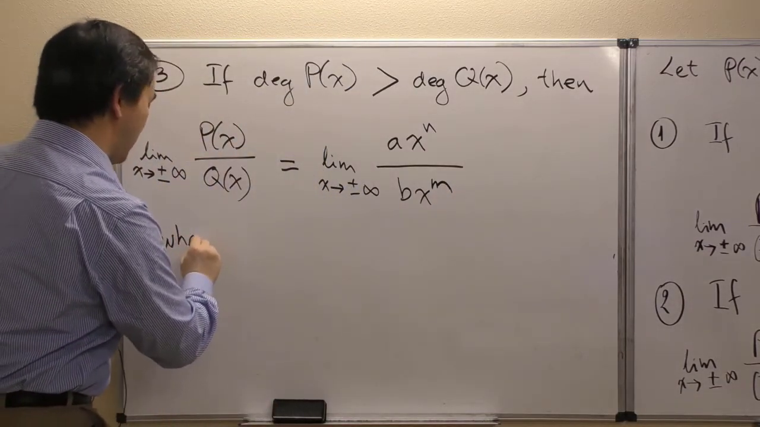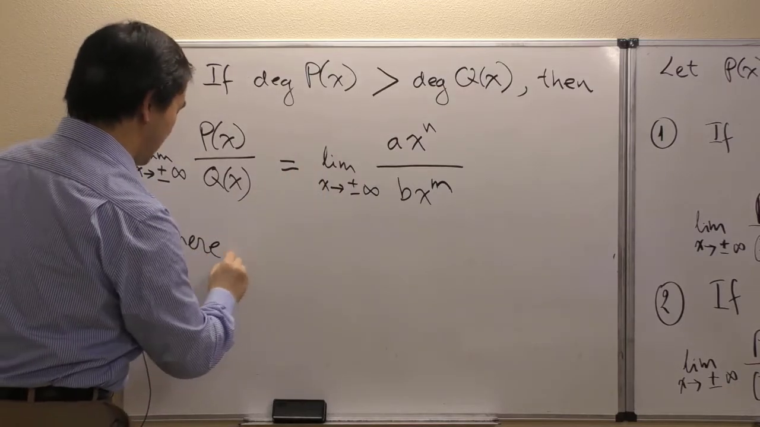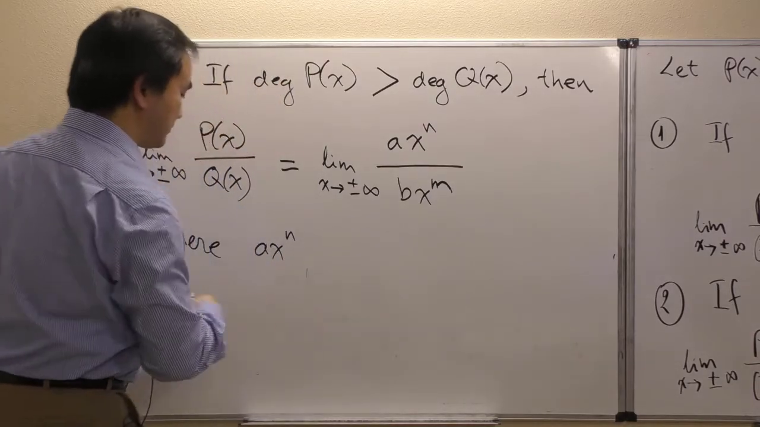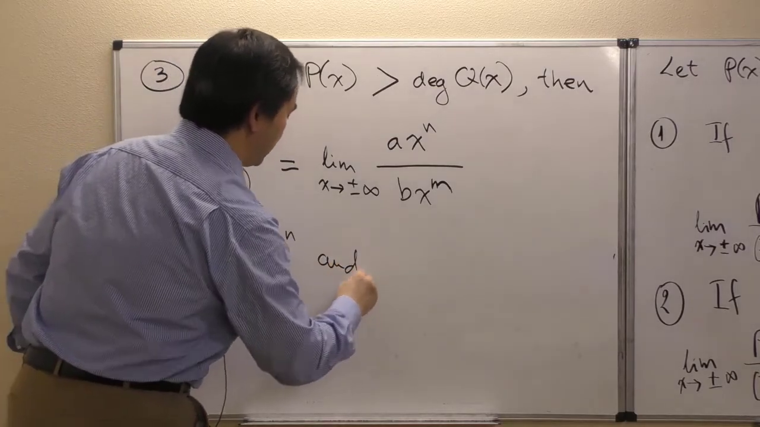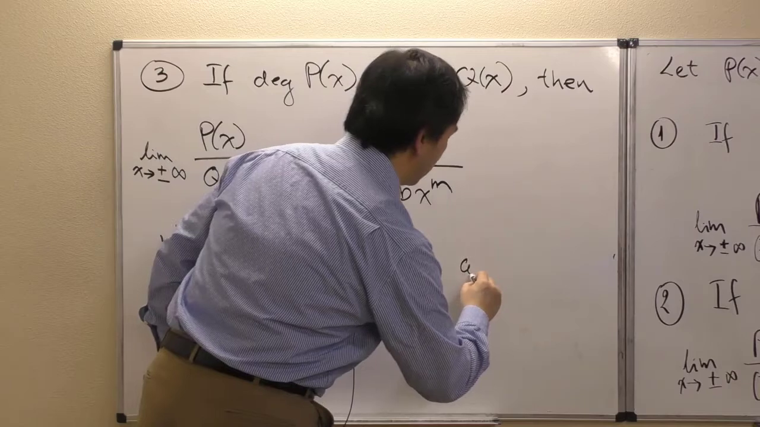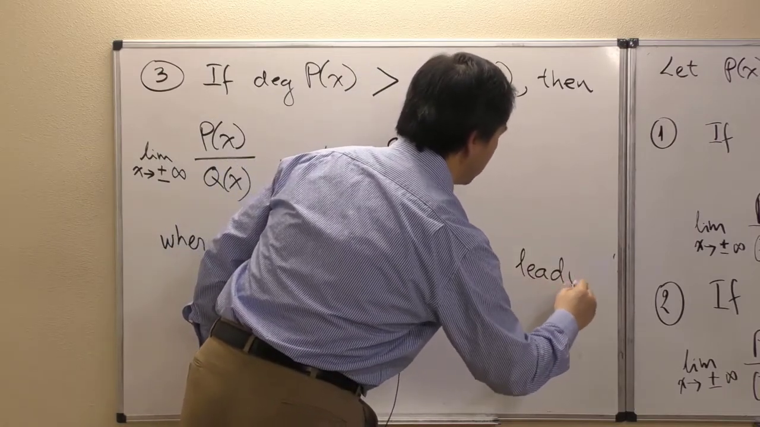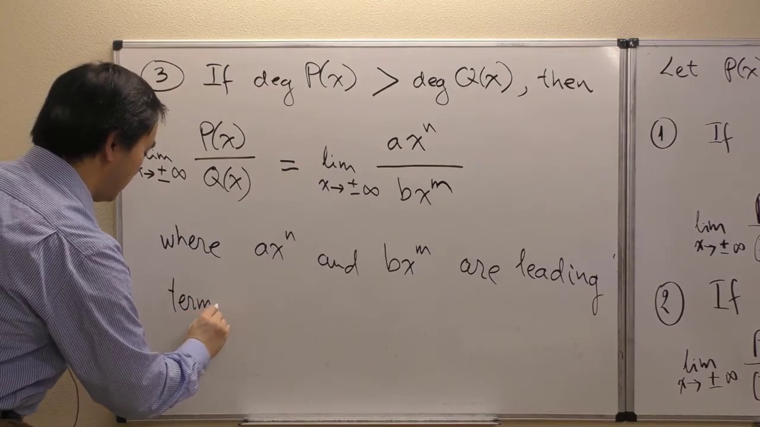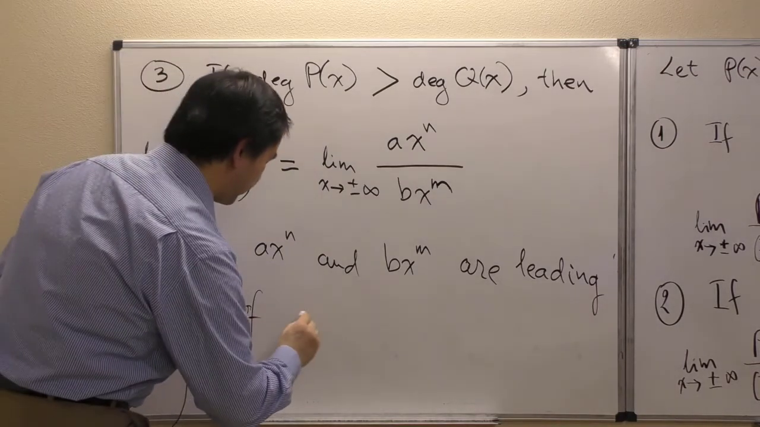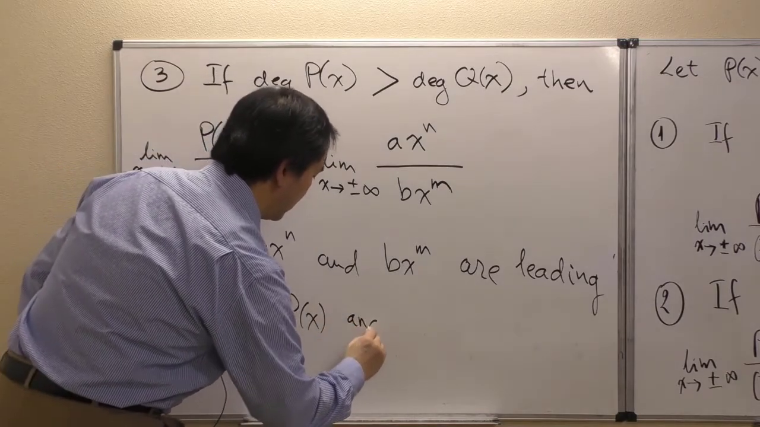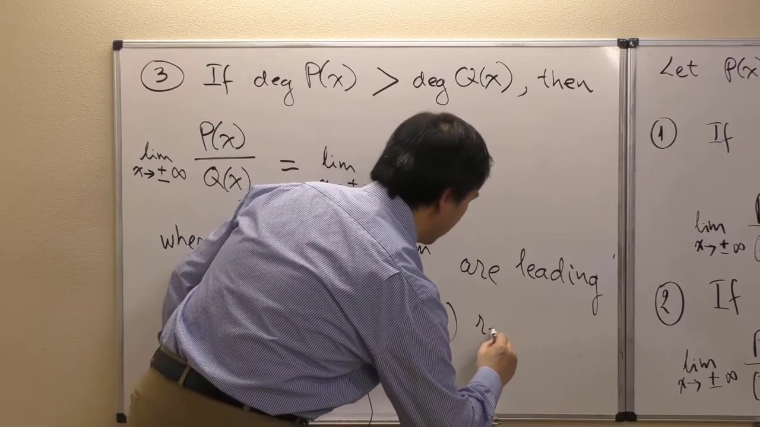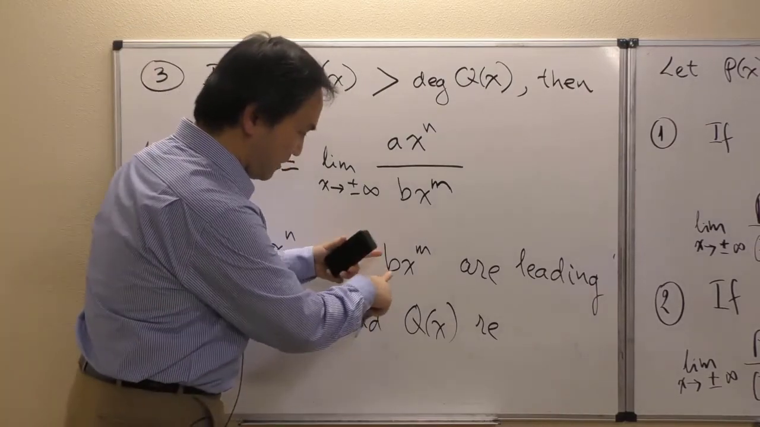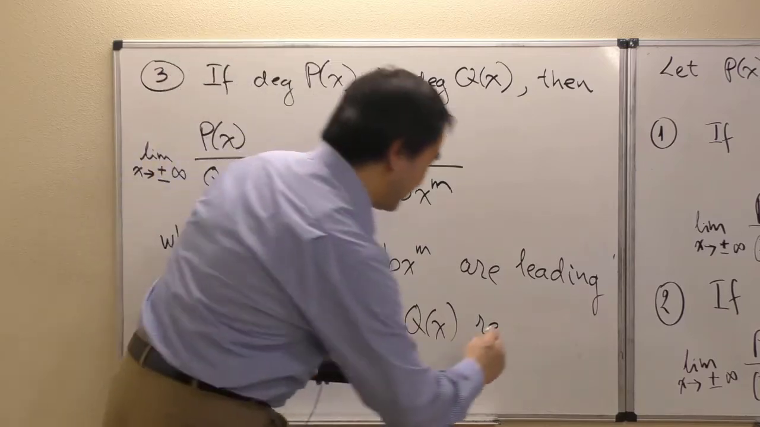Where what are ax to the n and bx to the m? Ax to the n and b times x to the m are leading terms instead of leading coefficients. Now these are leading terms, okay, of P of x and Q of x, respectively, in that order. So I write ax to the n first, so ax to the n is the leading term of P of x, okay? And then same way bx to the m, the one in the denominator here, is for Q of x. That's what I meant by respectively.